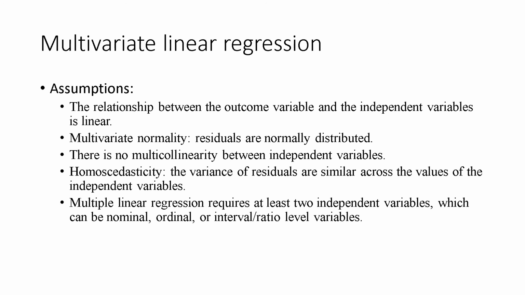The assumptions for multivariate linear regression are almost the same as simple linear regression. First, the relationship between the outcome variable and the independent variables is linear. Multivariate normality means that residuals are normally distributed. There is no multicollinearity. This assumption is not there in simple regression. There is no multicollinearity between independent variables. By multicollinearity, we mean there is no strong association between the x's. The x's are not strongly related to each other.